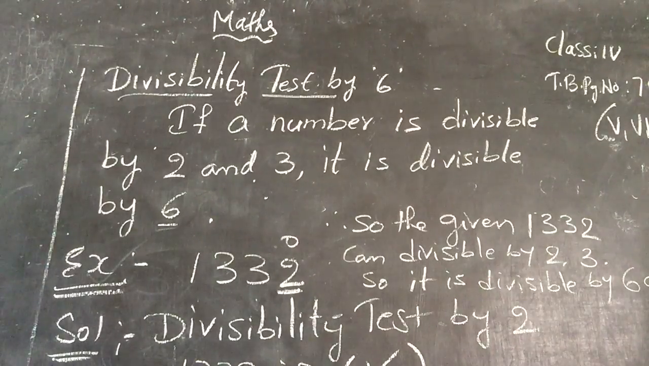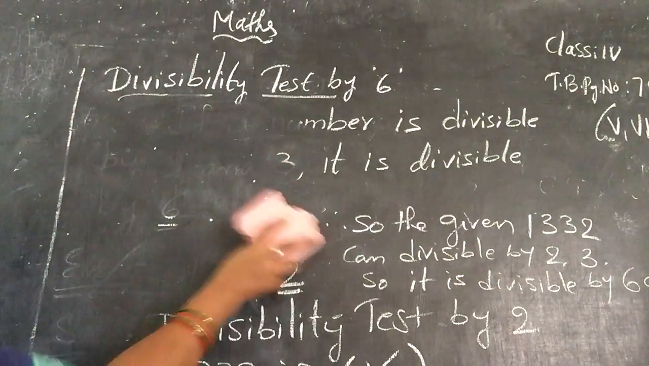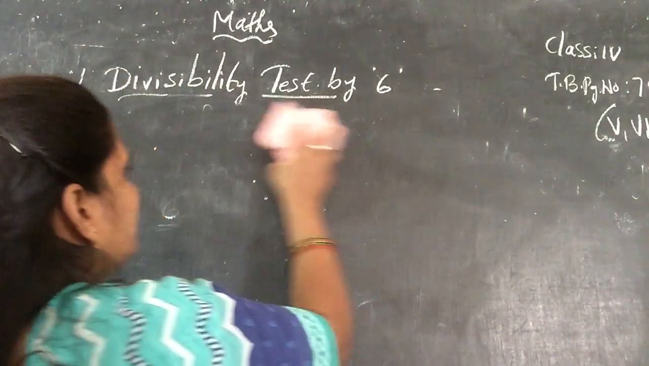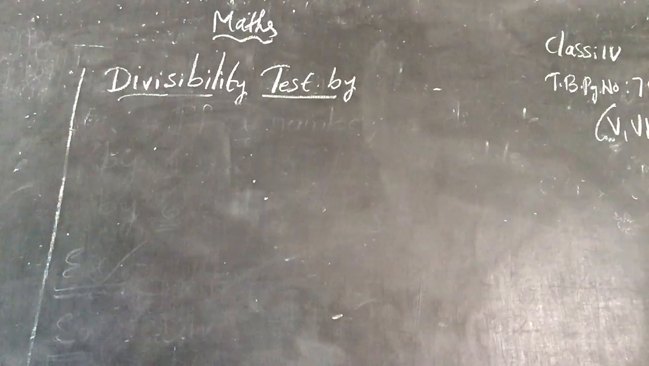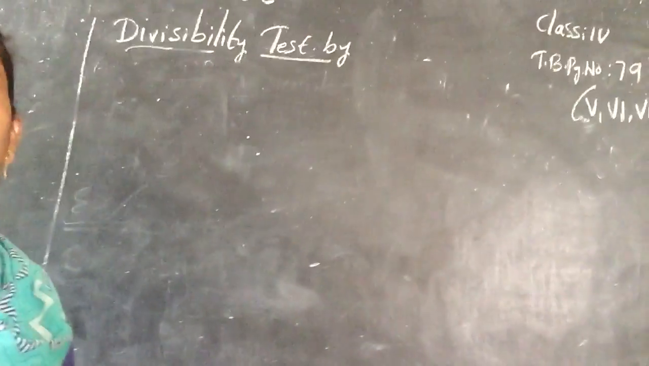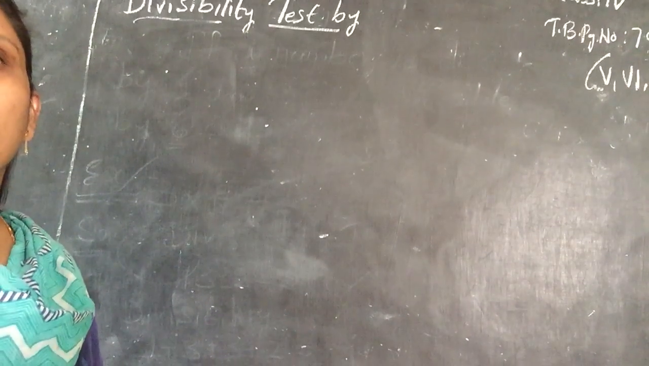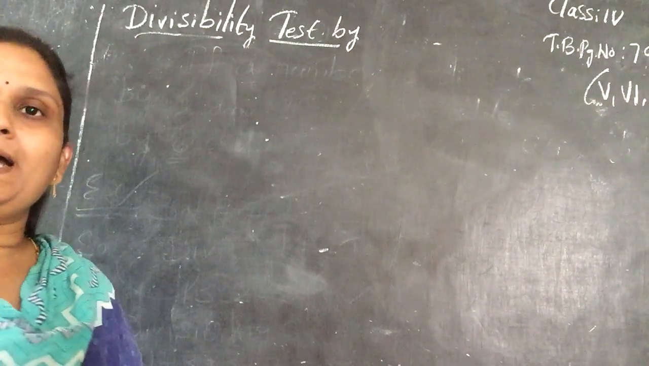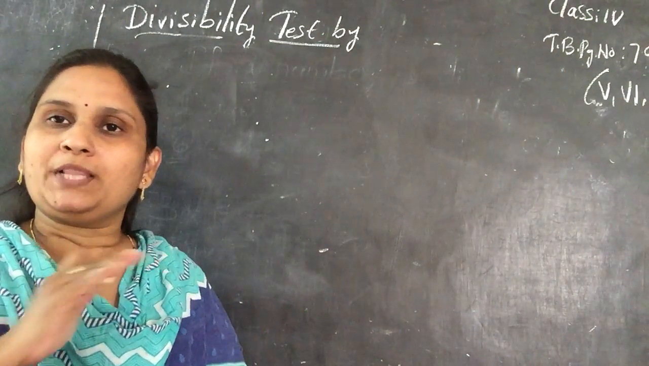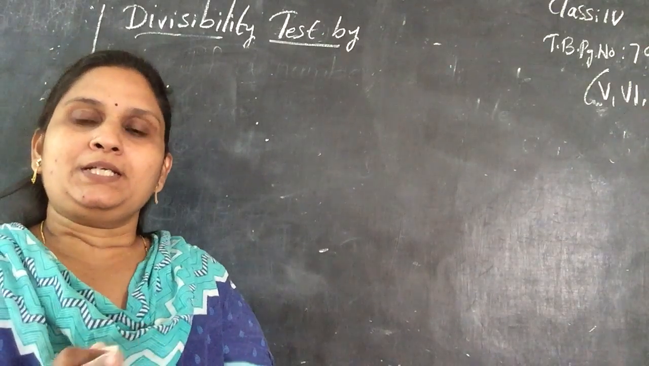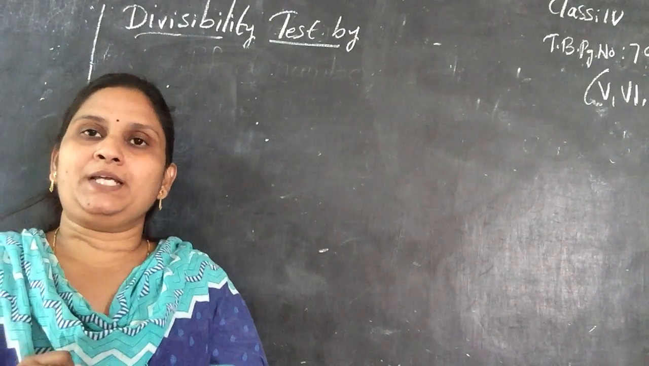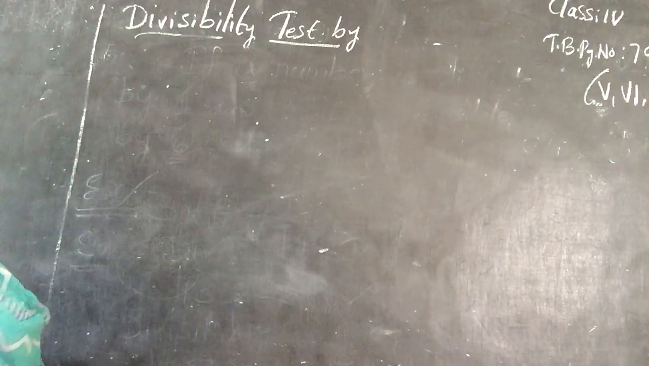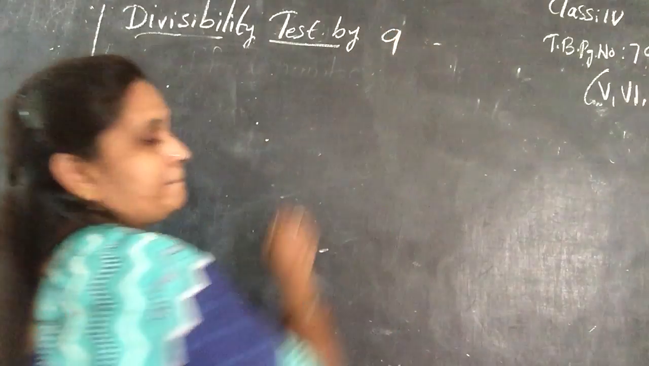Okay, now next one, divisibility test by 9. For this also, the rule which we follow for 3, the same we will follow here. What is that rule? Add the total of all the digits of the given number, and if the total is divisible by 9, definitely the given number is divisible by 9. Now write the next heading, divisibility test by 9.